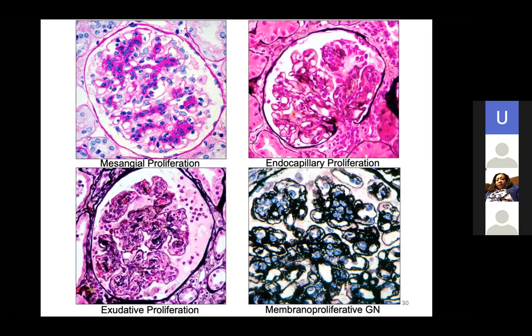As you see, this panel is showing us different kinds of proliferation. This one is kidney.